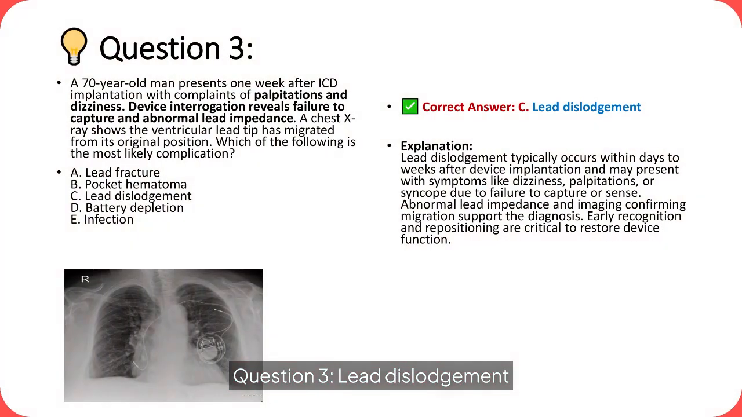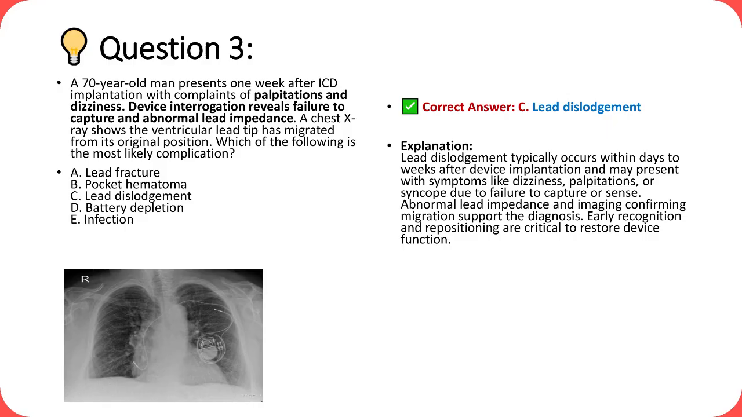Question 3. This case describes a 70-year-old man presenting with palpitations and dizziness 1 week after implantable cardioverter defibrillator, ICD, placement. Device interrogation reveals failure to capture and abnormal lead impedance, while a chest X-ray confirms that the ventricular lead tip has migrated from its original position, findings that are characteristic of lead dislodgement.